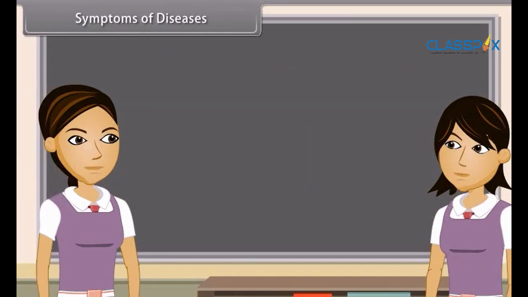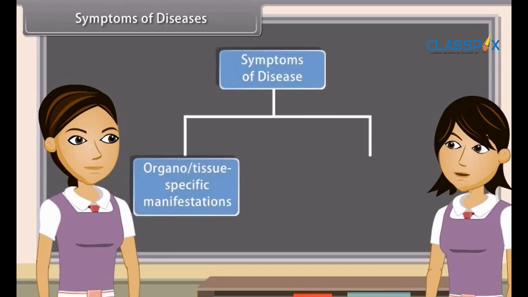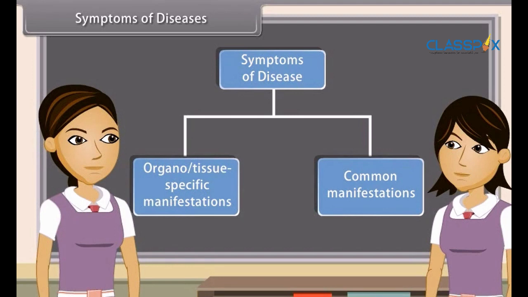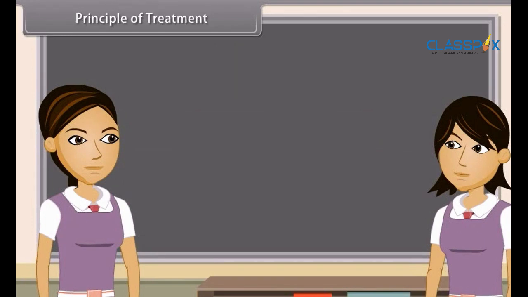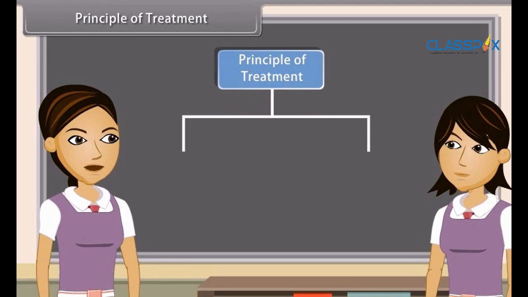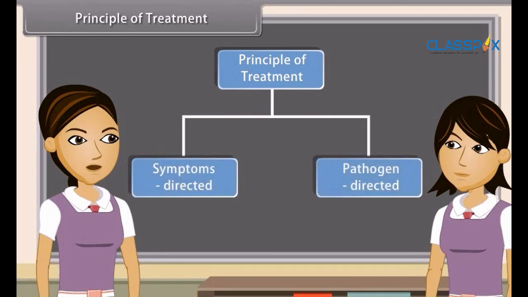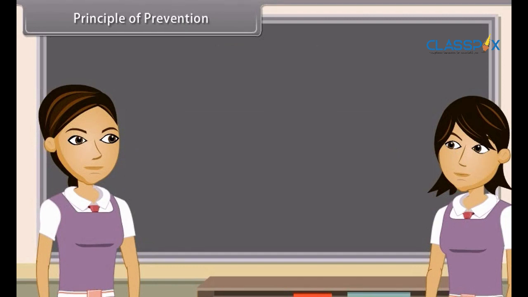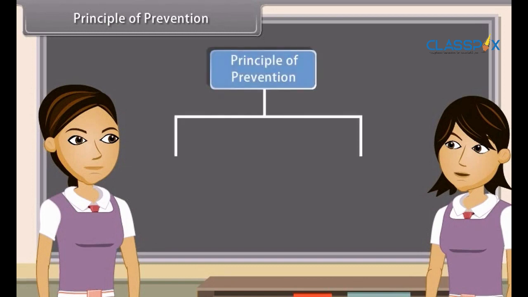Symptoms of diseases. Ankita, I want to tell you that disease symptoms are of two types: organ or tissue-specific manifestations and common manifestations. Principle of treatment. Okay, Madhuri, I also want to tell you the principles of treatment of various diseases are symptom-directed and pathogen-directed. Principles of prevention. Similarly, there are two broad methods of prevention of disease: general ways and specific ways.